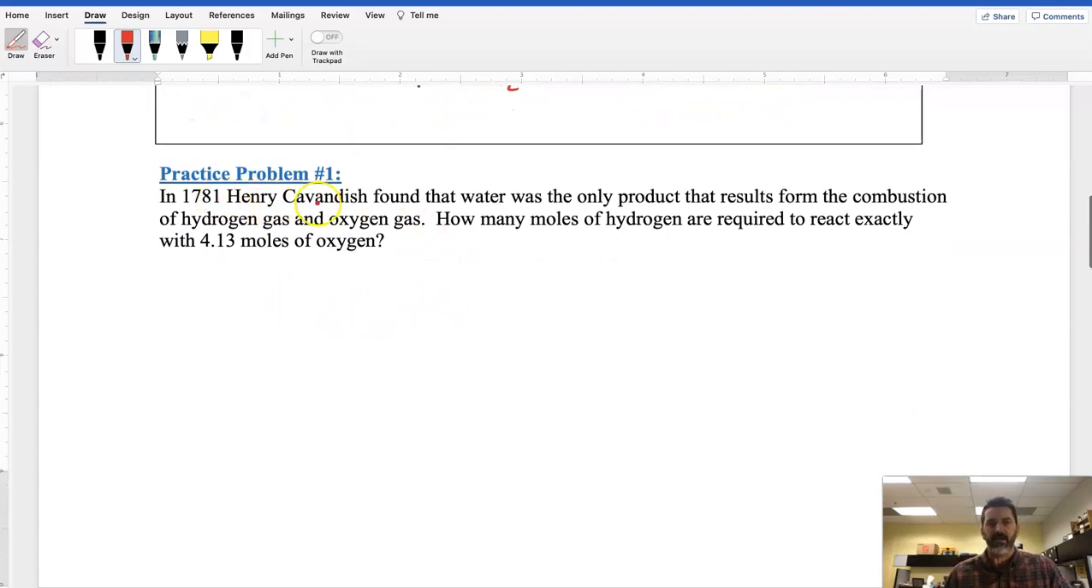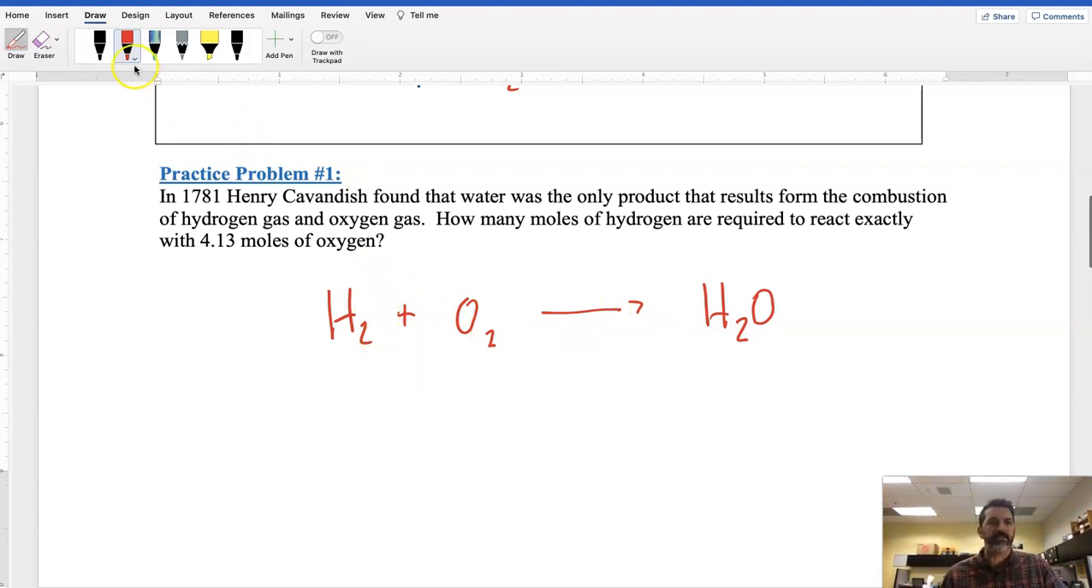It says Henry Cavendish found that when you combust hydrogen gas and oxygen gas, the only product that you will get is water. So you can actually make water if you have hydrogen and oxygen laying around and you combine them together. You can actually make water.